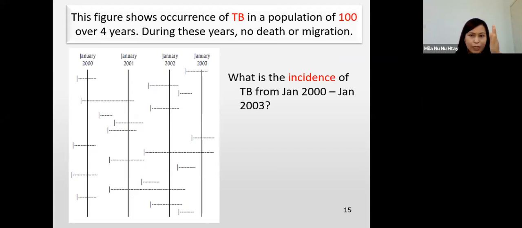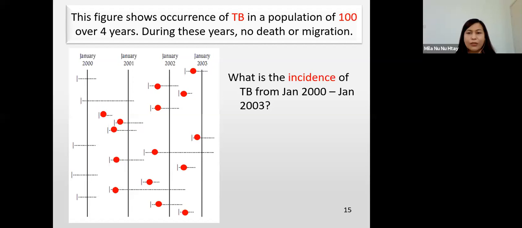Then starting from January 2000, how many new cases developed over 3 years' time? So we may count here 5 cases, 10 cases, and then 15 cases. So we have got 15 new cases over that time. That is for the numerator. How about the denominator? We need to consider the denominator as well.